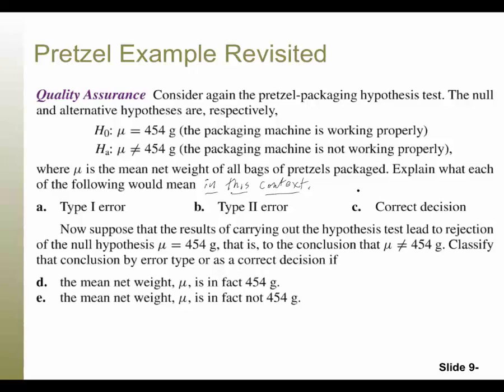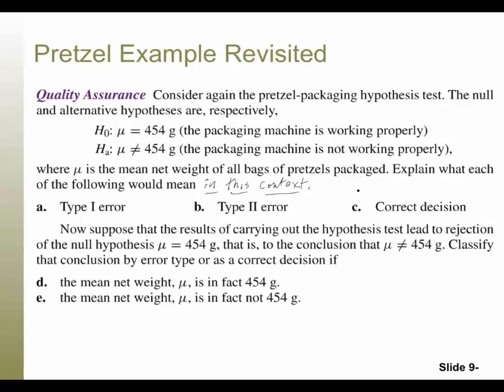Error. Type 1 or type 2? They're all saying 1 over here. What do you think? Type 1 or type 2? Type 1. This would be a type 1 error. Type 1 error. Okay? The mean weight is not, in fact, 454.